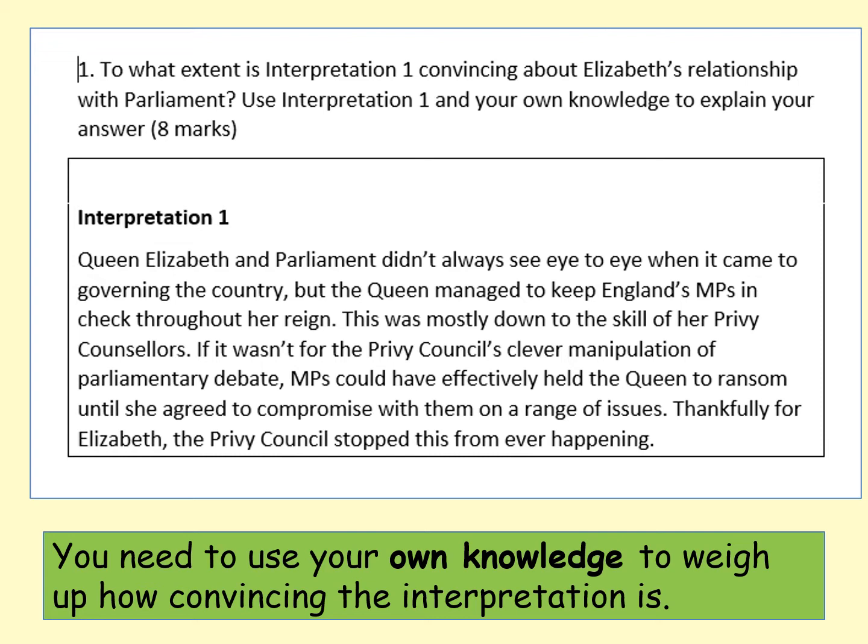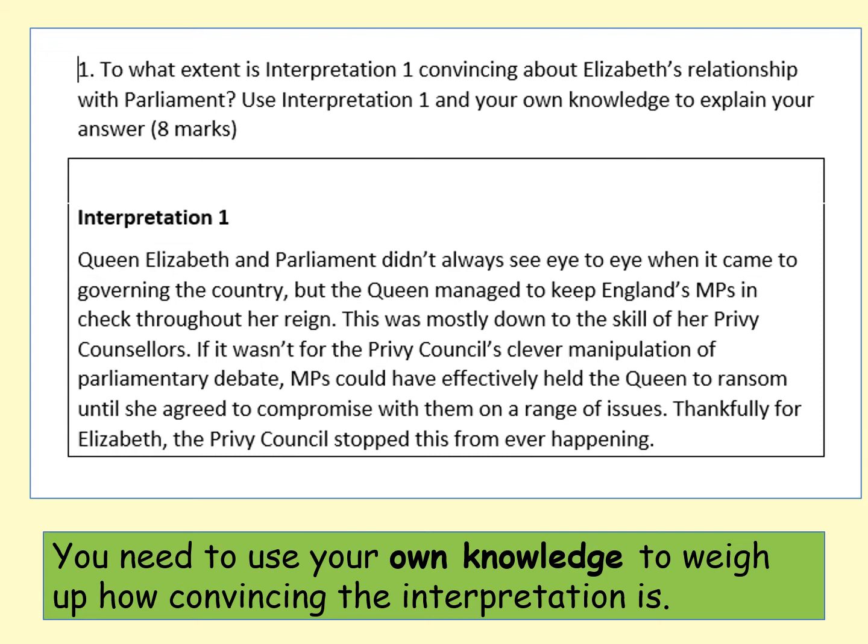So on the Elizabeth paper, the first question is an 8-mark question, and it is always going to give you an interpretation, a historical interpretation. You don't need to worry too much about where this comes from. You just need to be able to read the interpretation, and you need to think about how convincing that interpretation is. So how much truth you would give it, how much weight you would give this particular interpretation.